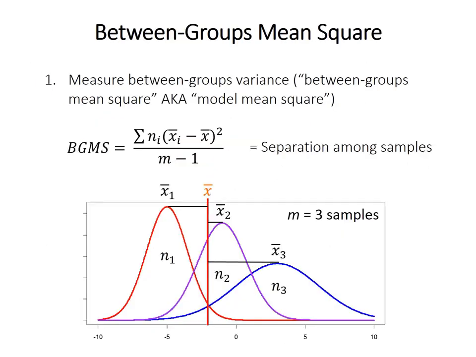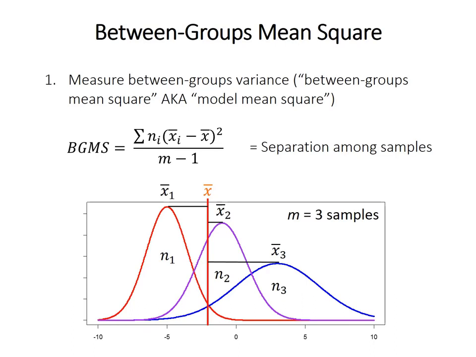So what does the test do? Well, first it calculates something called the between group mean square, sometimes called the model mean square. This is just the squared difference between each sample mean, the little x bar sub i, and the overall mean x bar. And that difference between each sample mean and the overall mean is weighted by the size of each sample and divided by the degrees of freedom, which in this case is m minus 1, or the number of samples minus 1. So note that this is basically the formula for sample variance, which you've seen before, and which is the source of the name analysis of variance.